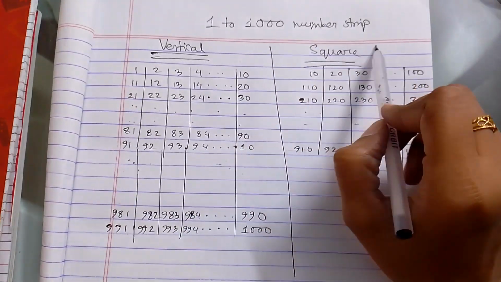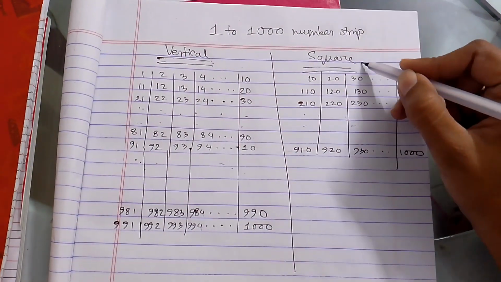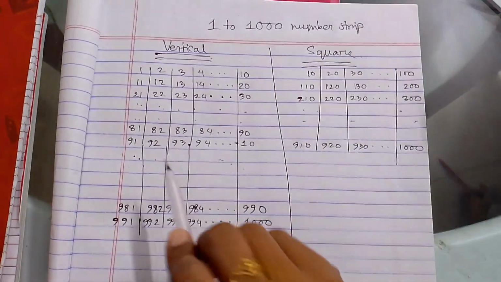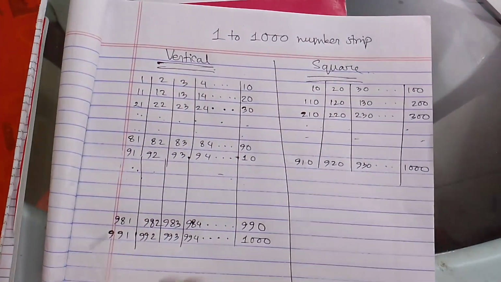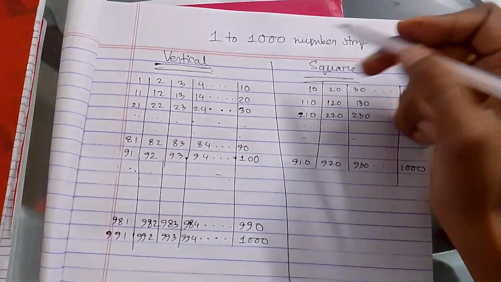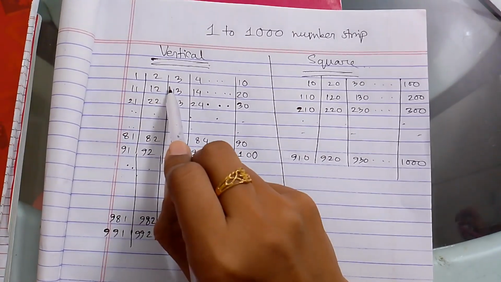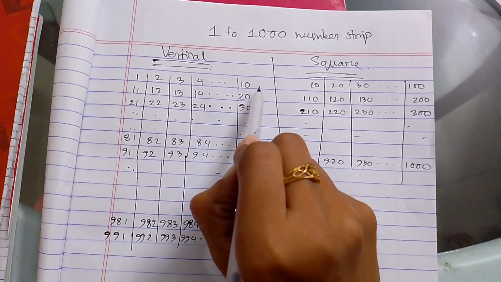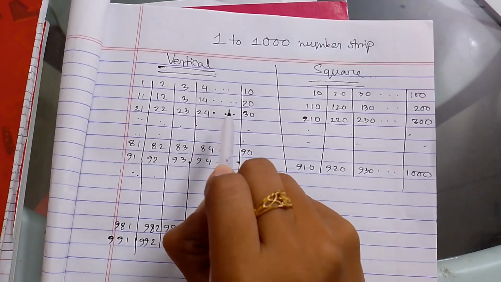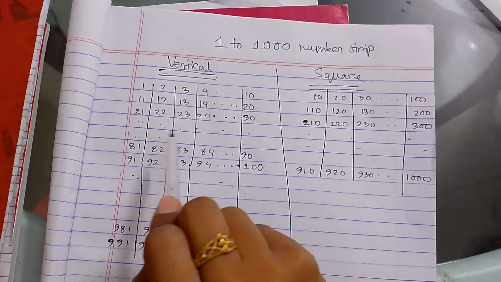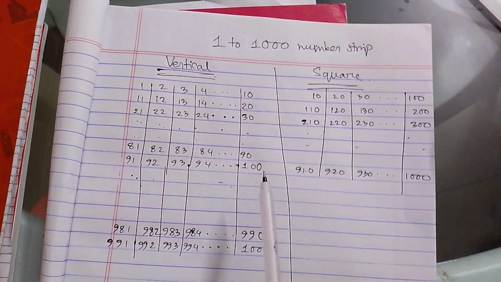So the 1 to 1000 number strip can be of two types. One is vertical and another one is square. With the vertical model, we learned about the 1 to 100 number strip in standard 1. It was like this: 1 2 3 4 5 6 7 8 9 10, and then on the next row it starts with 11 12 13 14 and ends with 20, and so on. It ends with 91, 92, 93 up to 100.